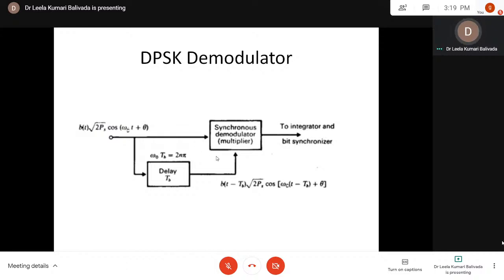So here the multiplier does the multiplication operation. That means B of t root 2 Ps cos(omega c t plus theta) multiplied by B of (t minus Tb) root 2 Ps cos(omega c (t minus Tb) plus theta). Since there is a delay here, the output of the delay unit is the same as the received signal, except there was a time delay of Tb units. Therefore the output of this multiplier is the product of these two.